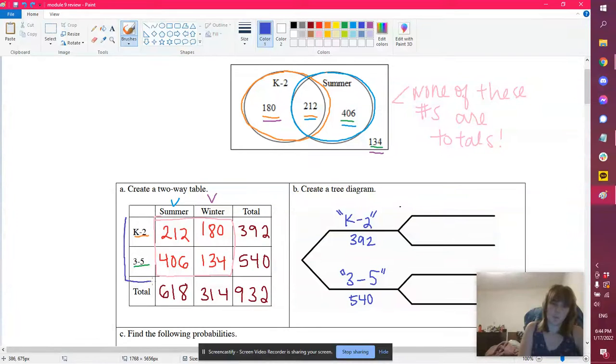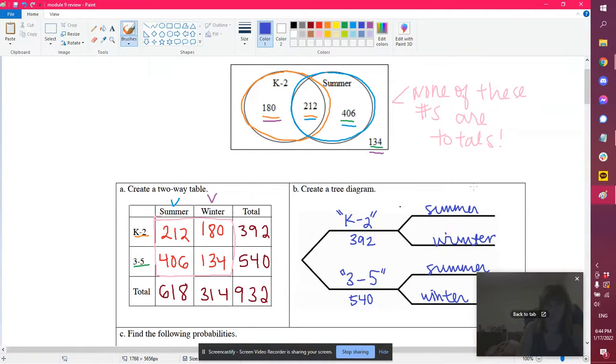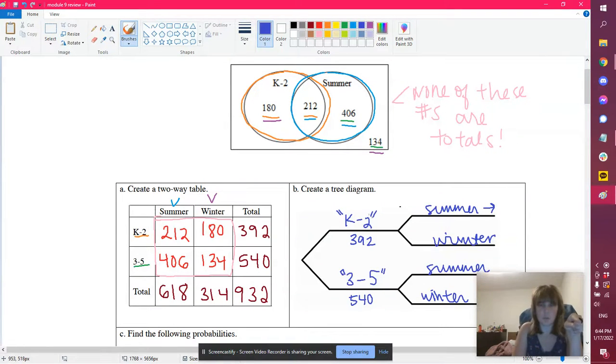Okay, once I broke them up into one category, age, now I'm going to break them up into the second category, season. So each of these have a summer and a winter option. And this is where I say, okay, this first number is K through 2 people who like summer. Again, I can say that's K through 2 people that like summer from the two-way table, or the number that's both in K through 2 and summer.